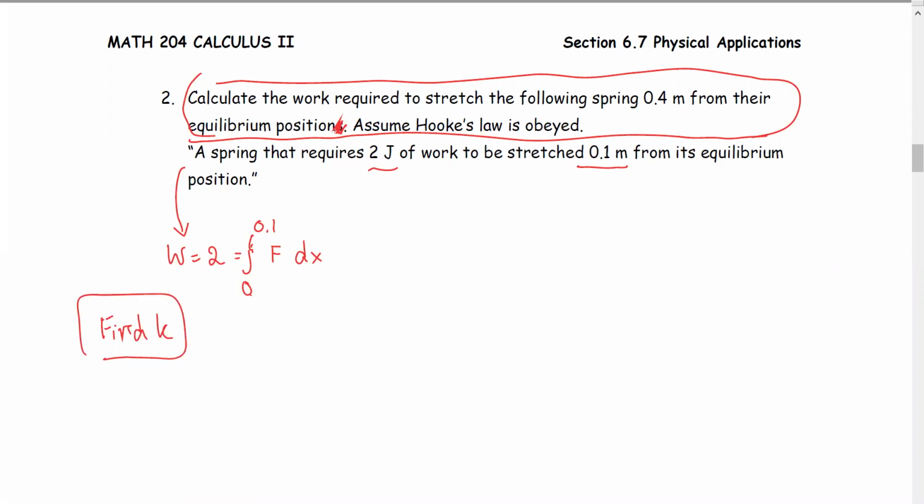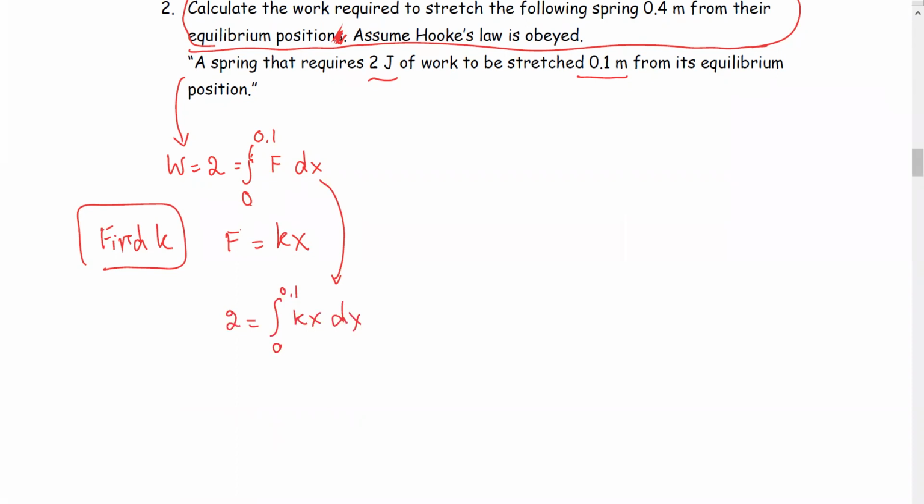Since this situation obeys Hooke's law, F equals K times x. Now W becomes 2 equals the integral from 0 to 0.1 of F, which is K times x, with respect to x. We do the antiderivative to find K. We get K times x squared over 2, evaluated from 0 to 0.1.